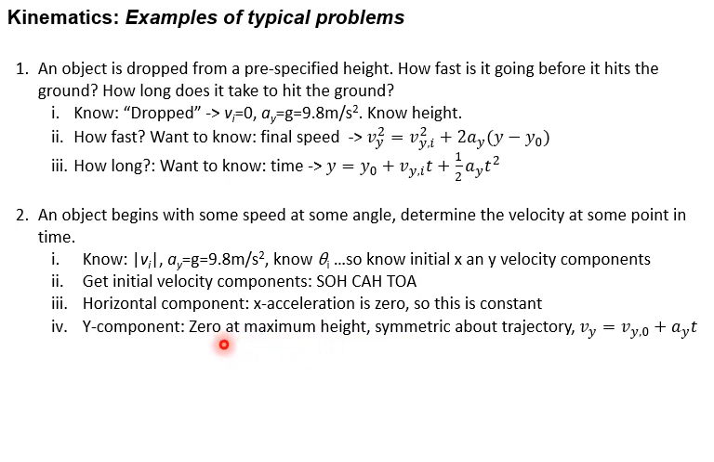But also keep in mind that the vertical velocity is 0 at maximum height, and the velocity is also symmetric about the trajectory. So if you know the velocity at one height in the trajectory, the magnitude of the vertical component of velocity is going to be the same when you're back at that same height in the trajectory. And then you can also always use this equation to figure out the velocity at any point in time along your trajectory.